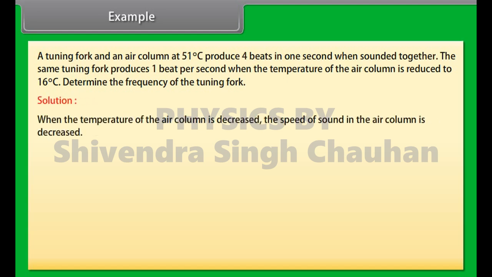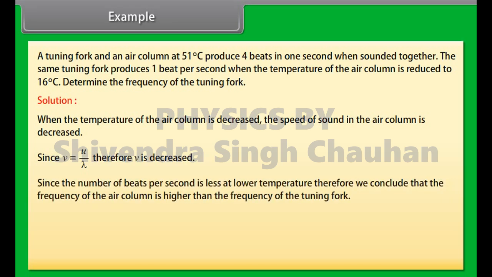When the temperature of the air column is decreased, the speed of sound in the air column is decreased. Since v is equal to nu times lambda, therefore the frequency is decreased. Since the number of beats per second is less at lower temperature, we conclude that the frequency of the air column is higher than the frequency of the tuning fork.